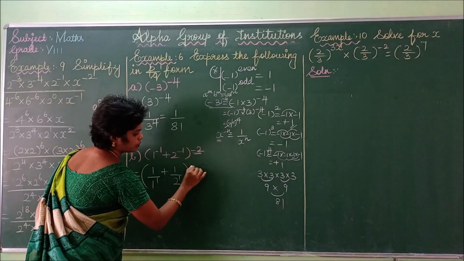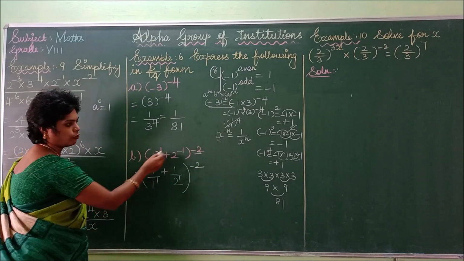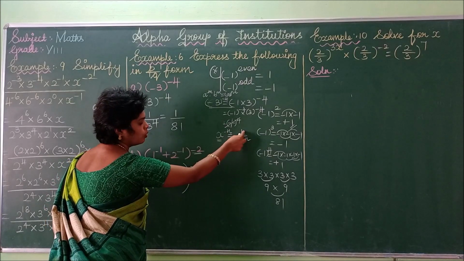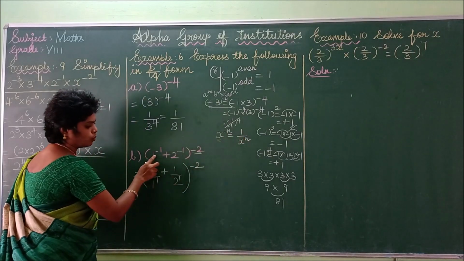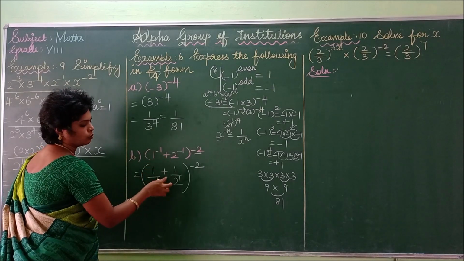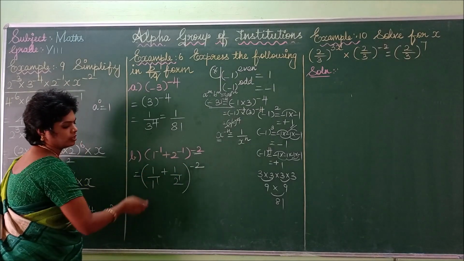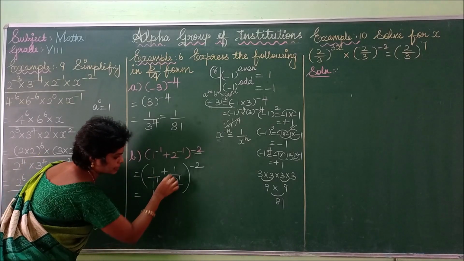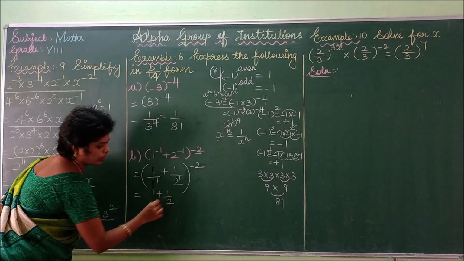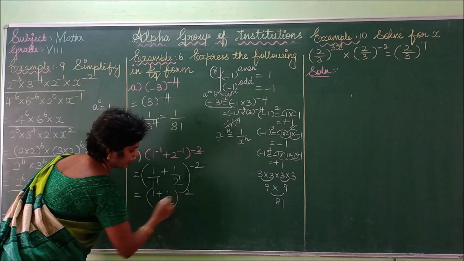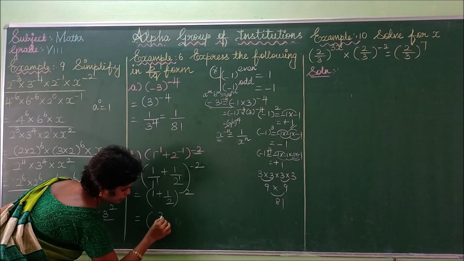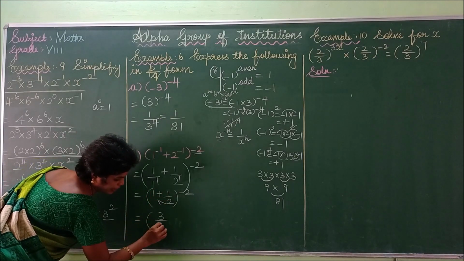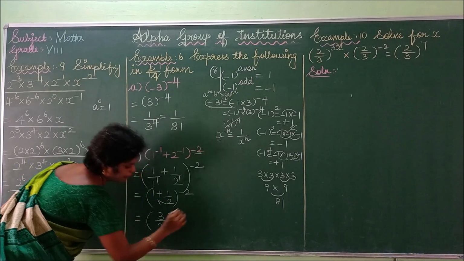The whole outside power is negative 2. So listen carefully. This is in the form of x power -n, which can be represented as 1 divided by x power n. So 1 divided by 1 power 1 plus 1 divided by 2 power 1. 1 by 1 is 1, plus 1 by 2. What is 1 plus 1 by 2? It is 3 by 2. Cross multiply: 2 into 1 is 2, 2 plus 1 is 3, so 3 by 2 whole power -2.